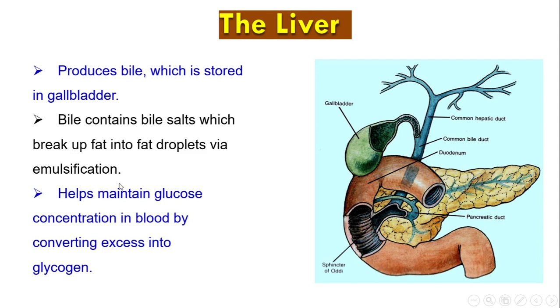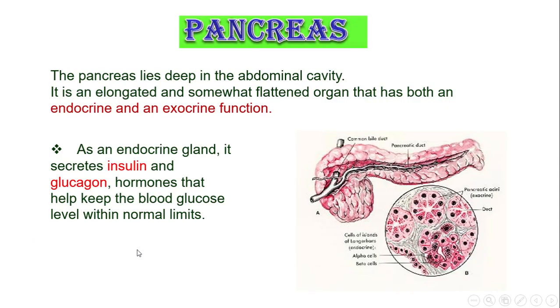The liver also helps maintain glucose concentration in blood by converting excess into glycogen. Pancreas. The pancreas lies deep in the abdominal cavity. It is an elongated and somewhat flattened organ that has both an endocrine and exocrine function.